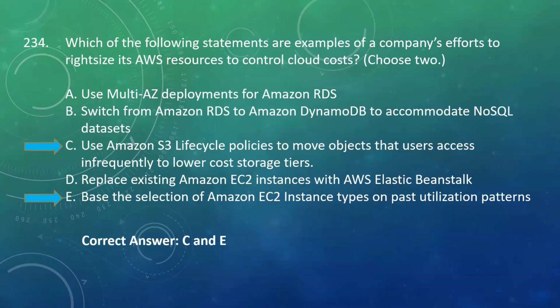Option D regarding Elastic Beanstalk is a platform as a service offering for deploying and managing applications, but doesn't specifically address right-sizing of underlying resources, which is why it is also an incorrect choice.